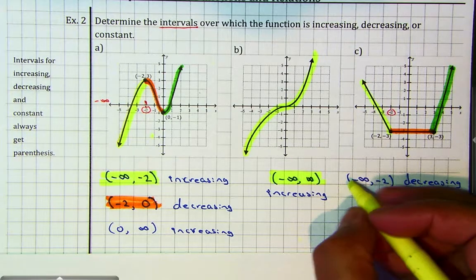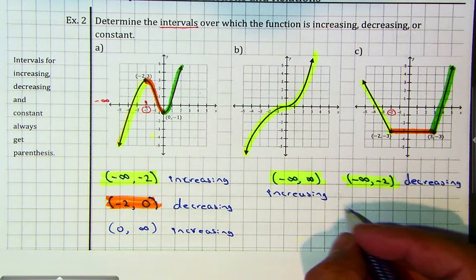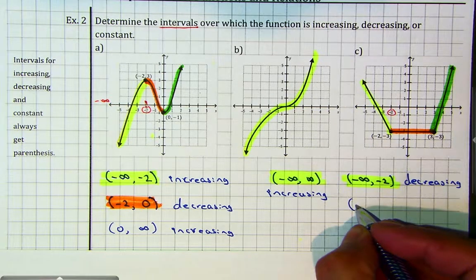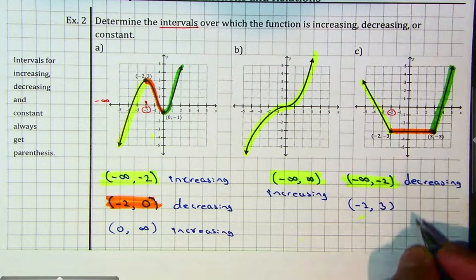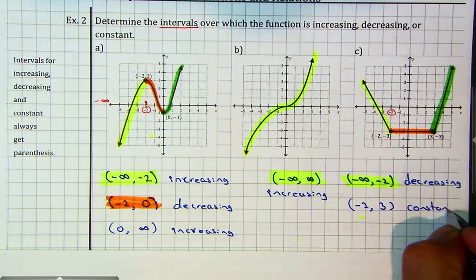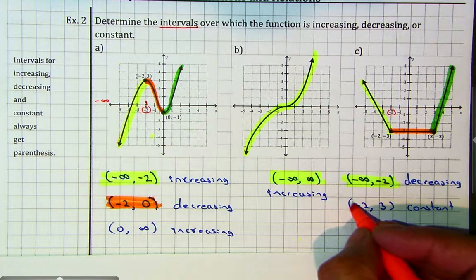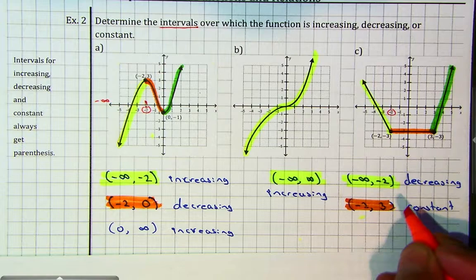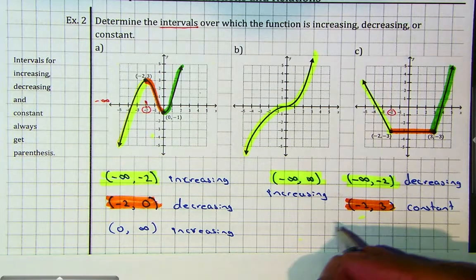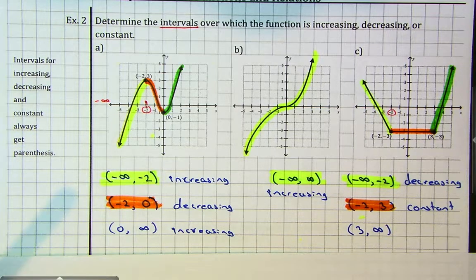For the second part, it's going to be constant from negative 2 all the way to 3. It's a constant. And for the last one, it's going to be increasing. That last interval is from 3 all the way to positive infinity, and that is increasing.